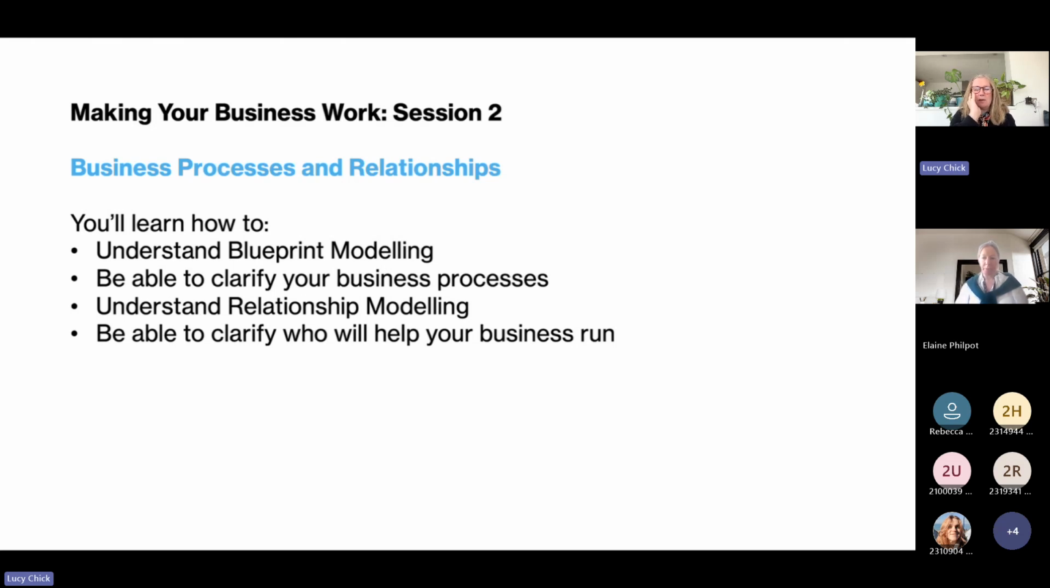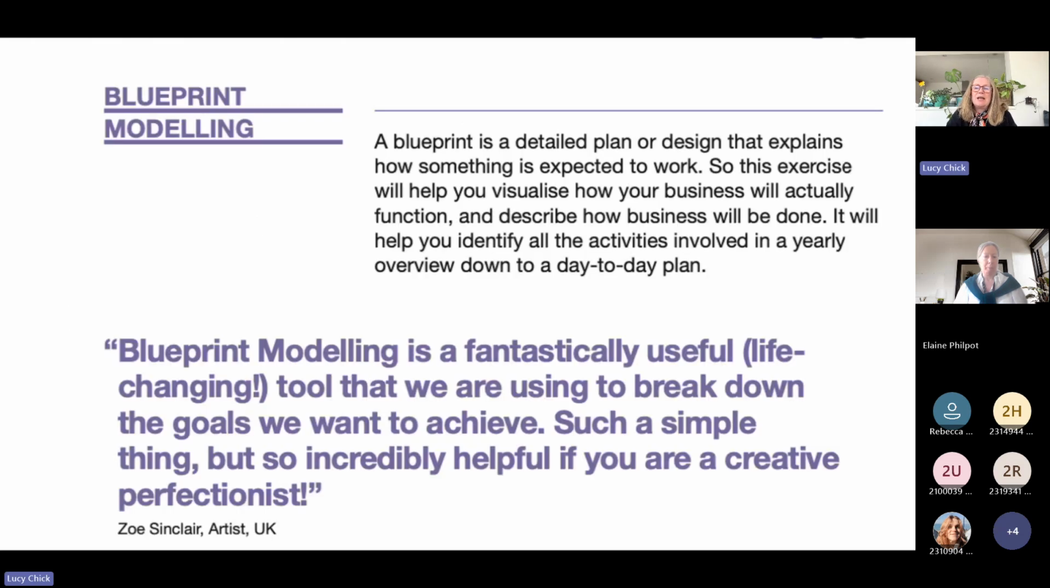So you're going to clarify your business processes. We're also going to talk about relationship modeling, where you think about which relationships you will need, like who you will work with. Will you do everything yourself, or will there be outsourced elements you need to do? All of these things together will help you clarify how your business is going to run and who's going to help you. Blueprint modeling is a really useful exercise. It helps you visualize, which is particularly helpful for creatives, I think, what's going to happen and how your business is going to work. And it helps you identify all the activities involved in a day-to-day plan.